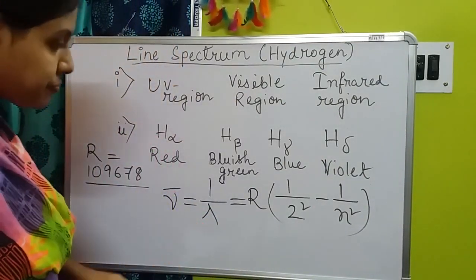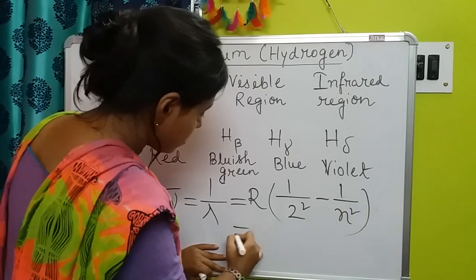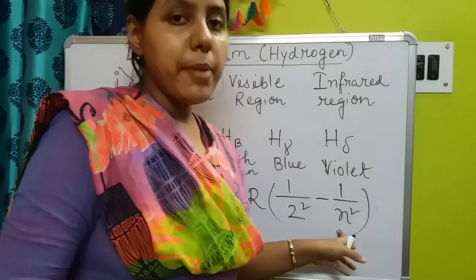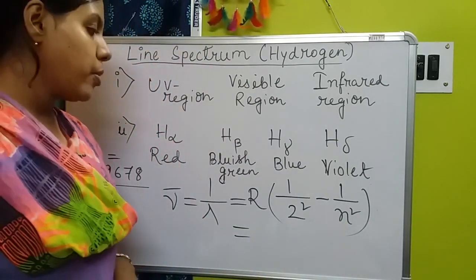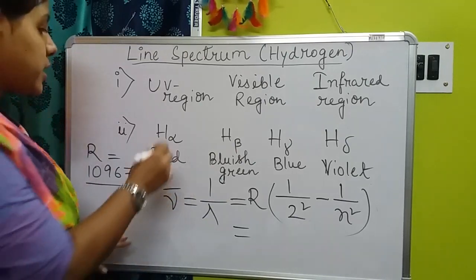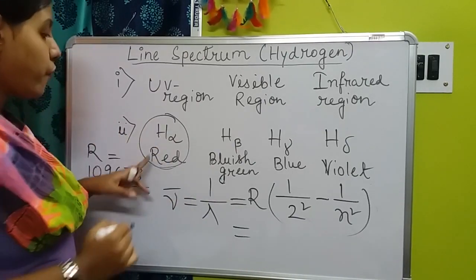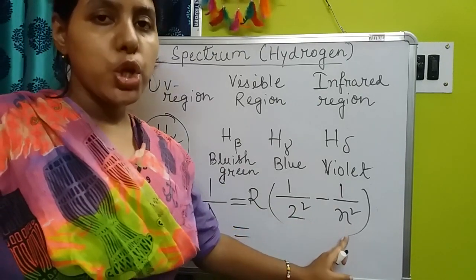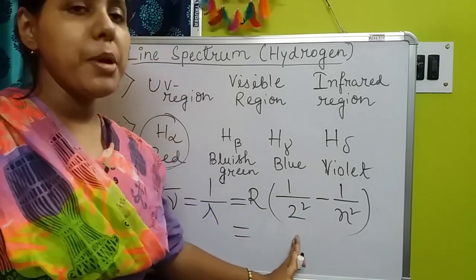Now what will the value of n be? n is the principal quantum number. For the first colored light, that is the red color, this value should always be greater than the previous value.